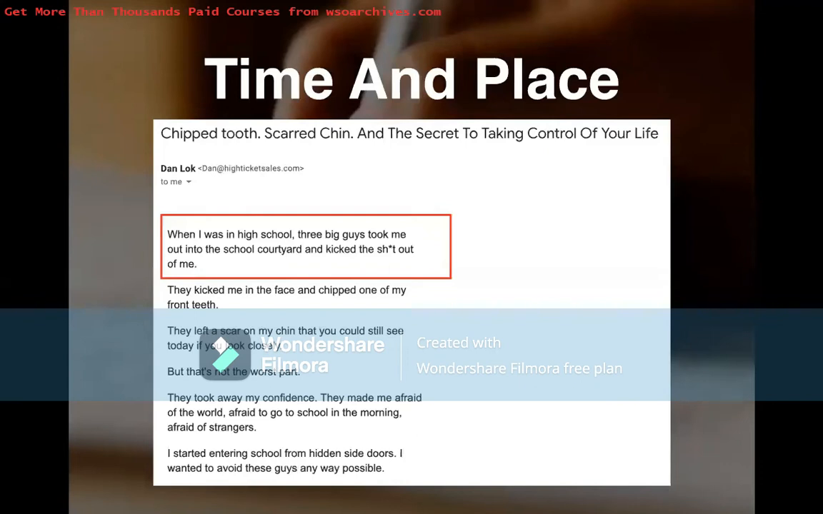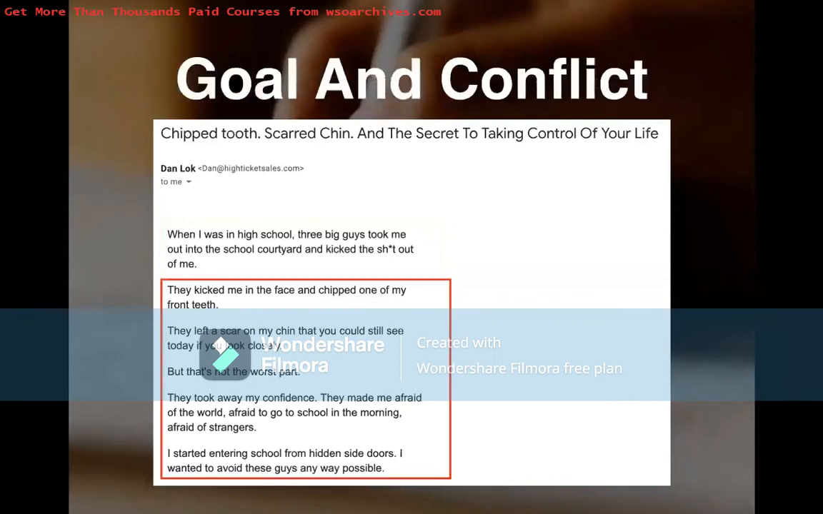Yes. Create a picture. We've already bypassed the conscious filters. Right? We're getting into the story now. Goal and conflict. The conflict is introduced first. So they kicked me in the face, chipped one of my front teeth. They left a scar on my chin. You can still see it today if you look closely. But that's not the worst part. The conflict: they took away my confidence.